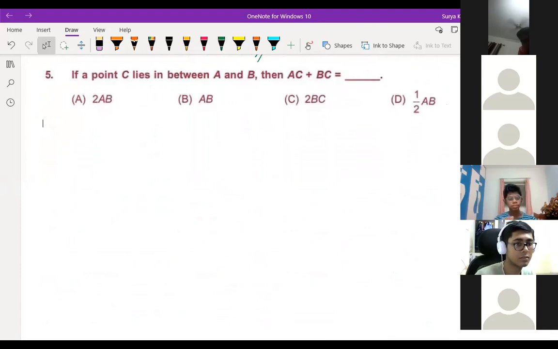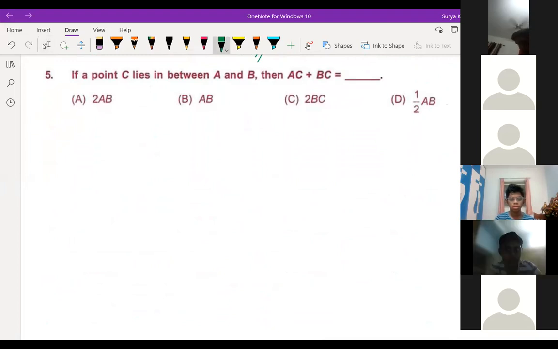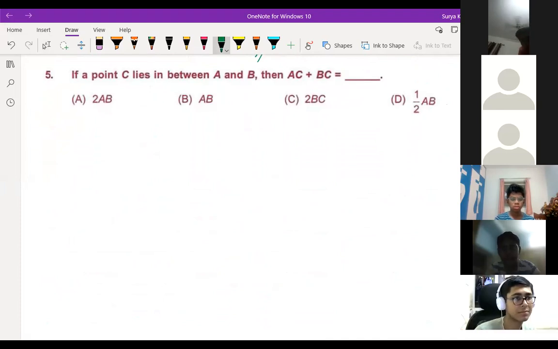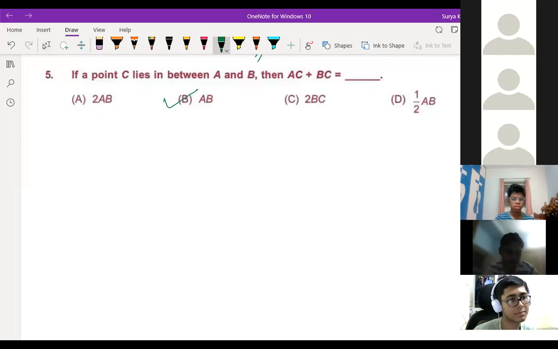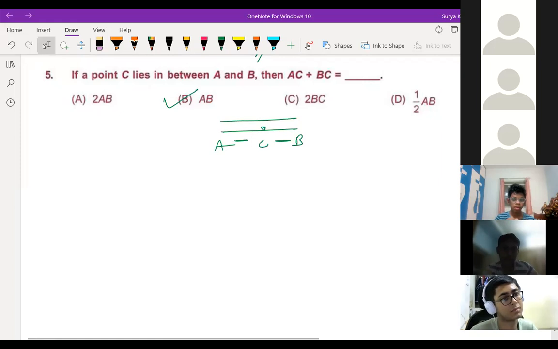Now see question number 5. If a point C lies in between A and B, then AC plus BC is equal to what? This is a very, very easy question. AB, sir. AB is the correct answer. AB is a line, and C is between A and B. So if you add AC and BC, you'll get the complete line. Understood? Yes, sir.